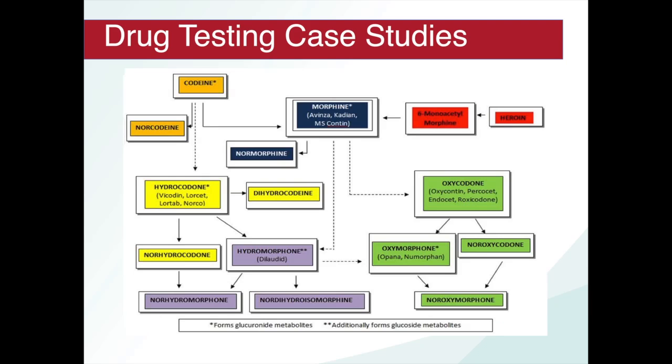Well, when we look at the metabolic pathway for hydrocodone, we can see that hydrocodone is metabolized into hydromorphone. So indeed, in this case, the patient wasn't abusing Dilaudid, it was simply a normal metabolite of hydrocodone.